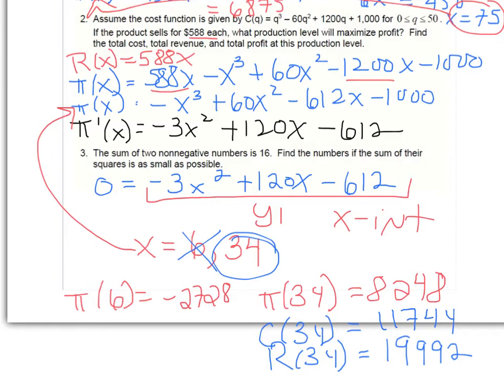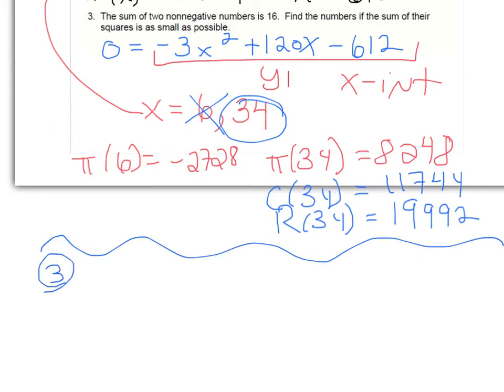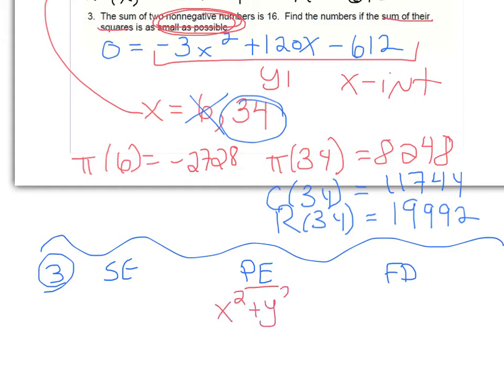Okay, for number 3, I'm going to do that down here. I need a secondary equation, a primary equation, and then eventually the first derivative. Whatever it says to maximize or minimize is the primary equation. So if I have two numbers and it's the sum of their squares, so that's x squared plus y squared equals the sum. And the sum of them is our secondary equation, x plus y is 16.